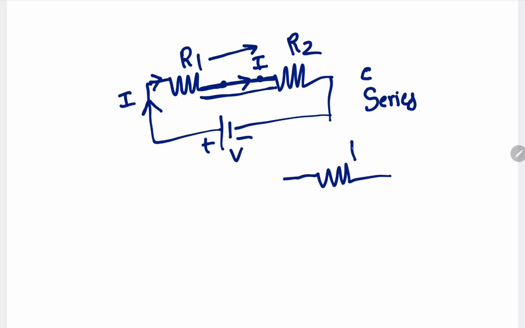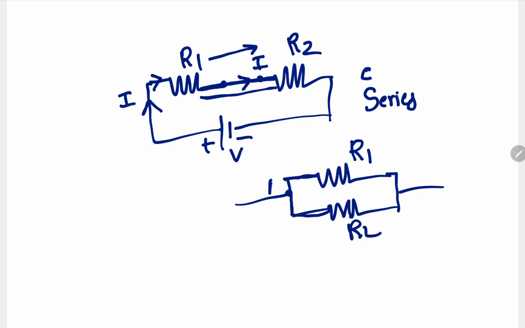This is R1 and let us say this is R2, and these two resistors R1 and R2, both the resistors' first ends are connected to one common point A, and R1 and R2, both the resistors' second ends are connected to another common point B. This type of connection is known as parallel connection.